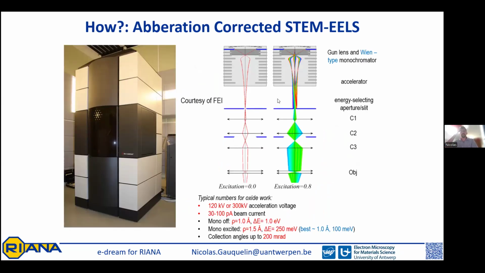So how can we measure those? Well, we use an aberration corrected STEM EELS, where here you see the standard trajectory of the beam without the monochromator excited. When we excite the monochromator, we spread the incoming electrons by energy and select a specific energy, which will be used further down in the TEM. Like that, we can reduce the native energy spread of the electron beam, which is 1 eV, to 215 meV and even 100 meV.